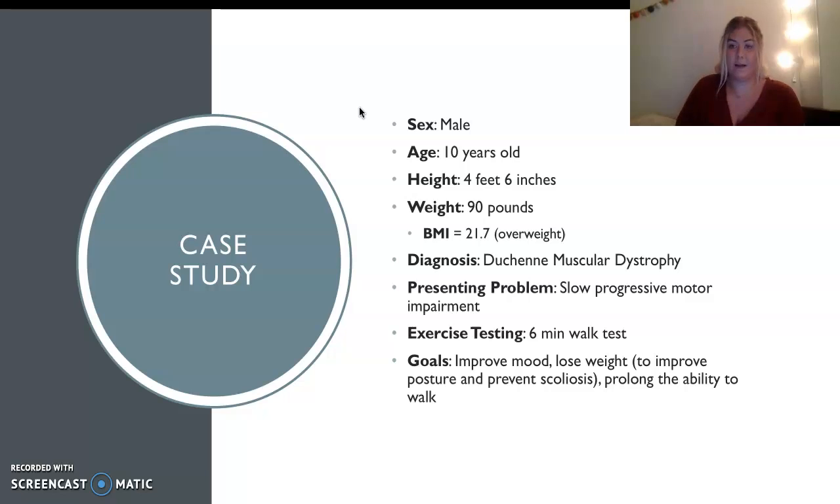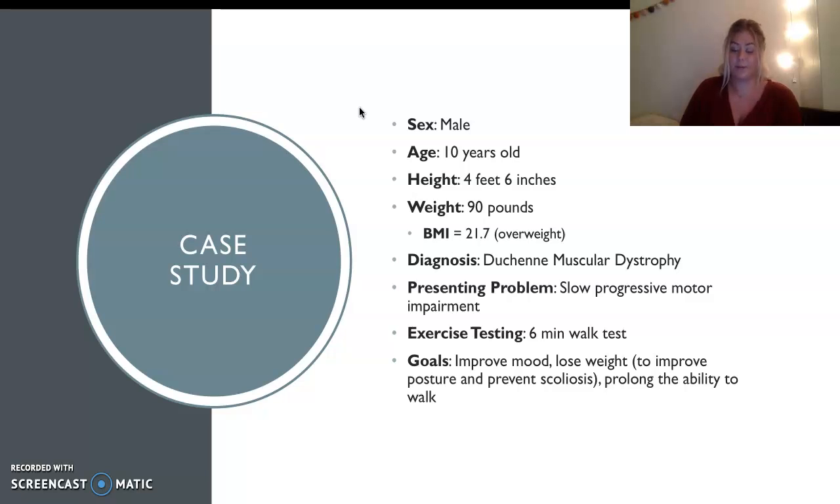So for my case study, my patient John came to me. He is a 10-year-old male diagnosed with Duchenne muscular dystrophy. He is 4 feet and 6 inches with a weight of 90 pounds. This makes his BMI 21.7, which is slightly overweight for his age. He is struggling with progressive muscle weakness and impairment.